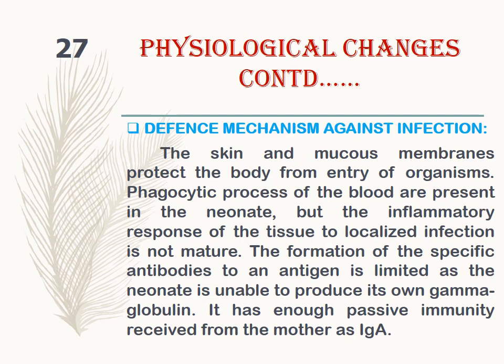Last one is the defense mechanism against infection. The skin and the mucous membranes protect the body from entry of organisms. Phagocytic processes of the blood are present in neonates, but the inflammatory response of the tissues to localized infection is not mature. The formation of specific antibodies to an antigen is limited as the neonate is unable to produce its own gamma globulin. It has enough passive immunity received from the mother as immunoglobulin A, that is IgA.